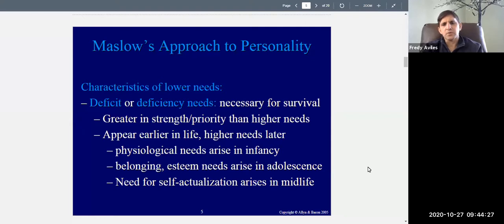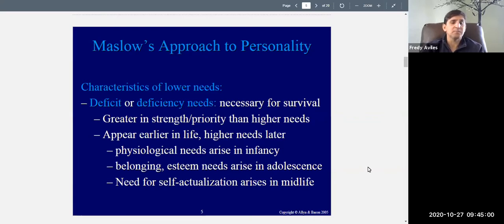So physiological needs arise in infancy. We know that, right? Belonging and esteem needs arise in adolescence. Those belonging needs, you want friends, you want family, you want to be with somebody. I would say they arise before that, but they probably are stronger during adolescence. Your esteem needs arise in adolescence. I would definitely agree with that. During adolescence, that's when you care more about how you look and the clothes you wear, and maybe the kind of smartphone you have, and if you can afford a car, driving a car that represents who you are.